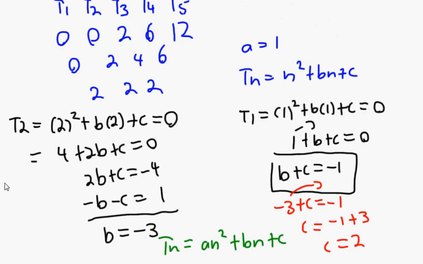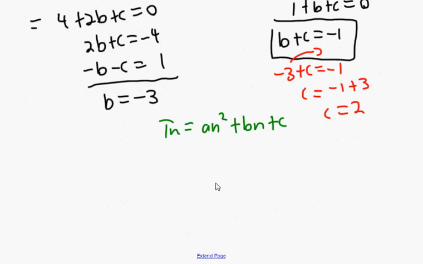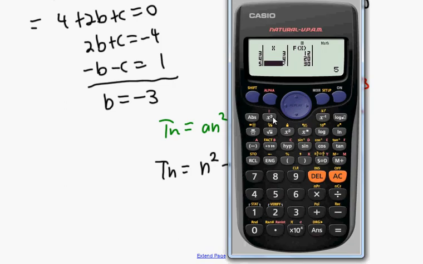Take down your equation at the top, this one here. Now we're going to fill it in. What numbers do we fill in for this then? Tn is, anybody? What's the a value? The a value? 1. N squared. What's the b value? And then the c value? 2.